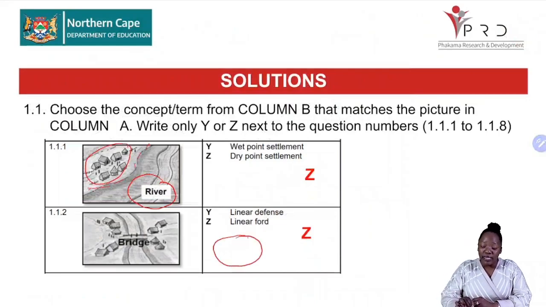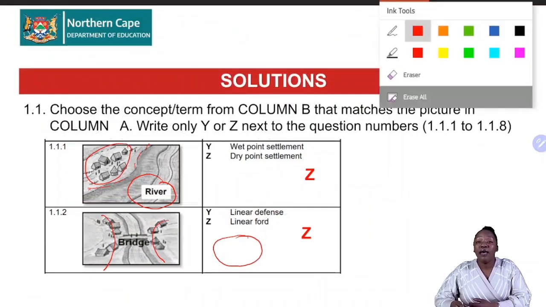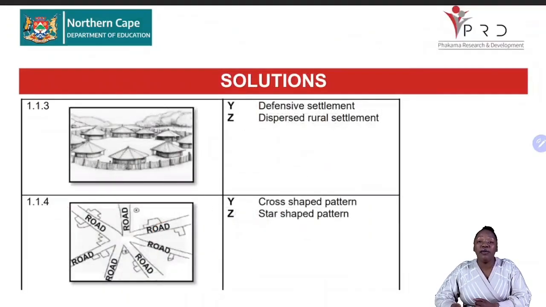So therefore, this is the line and this is the line. So it means it's our linear fault. Hence the answer is Z. Right? I hope you are still following. So looking at our question 1.1.3.